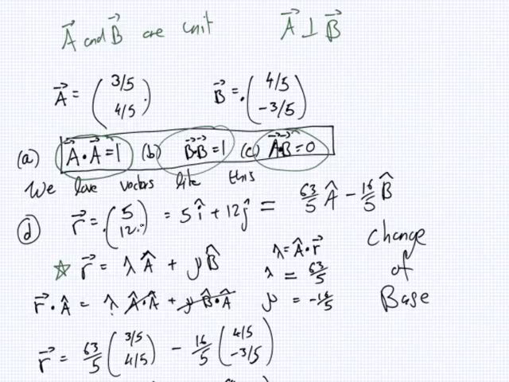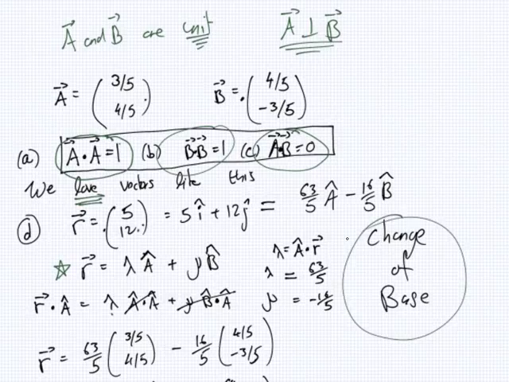Okay. So the reason we love these vectors is because they're unit vectors and they're perpendicular, which makes them very convenient for changing the base. Okay. There's a lot here, if you can write that down, please.